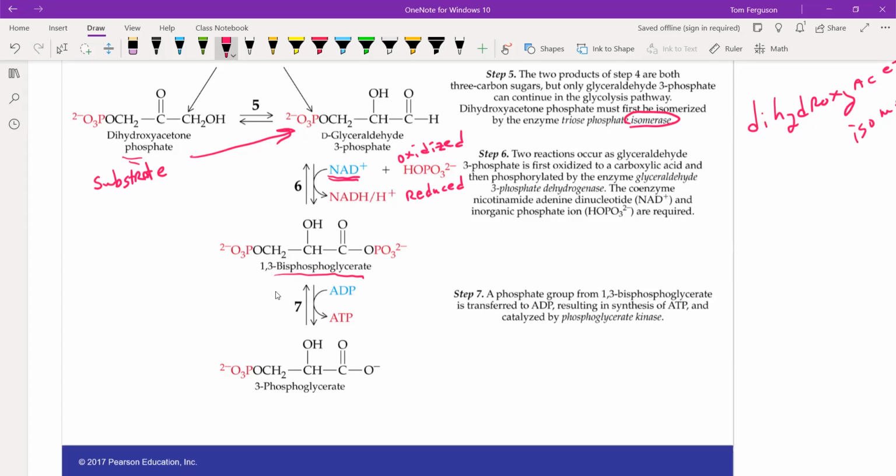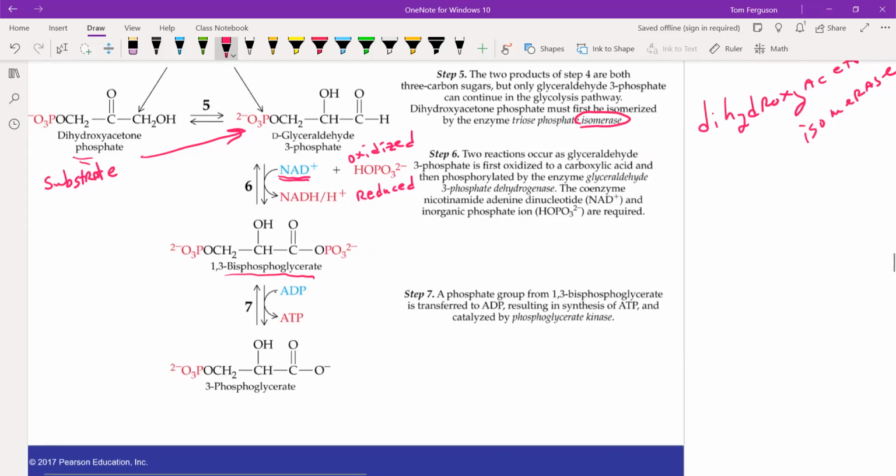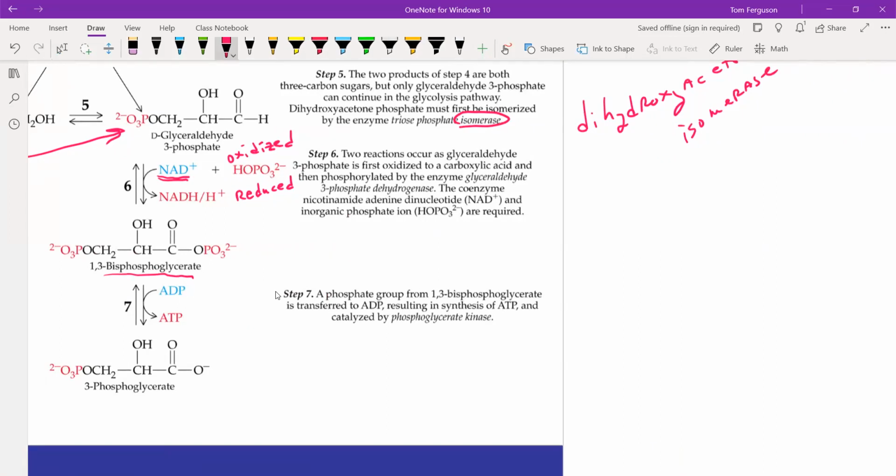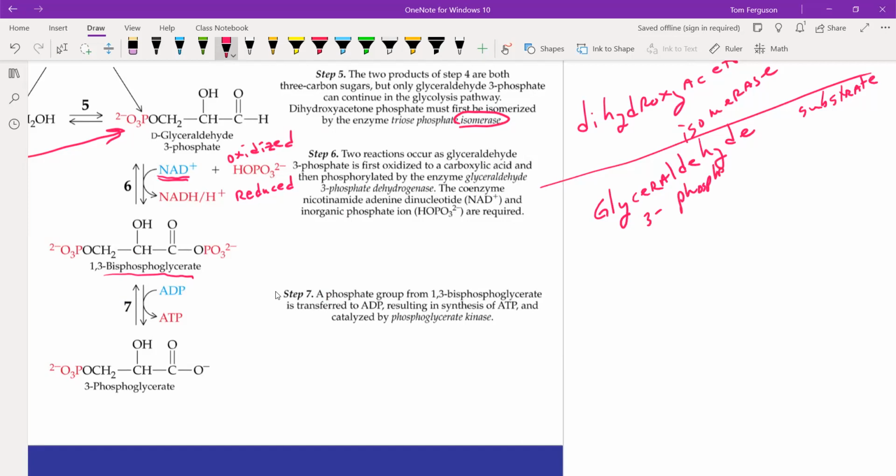Okay, so this is the substrate. And notice that this is an ester, which comes from an oxidized aldehyde, okay? So this is the substrate. And we end up making 1,3, and here again with a bis again.